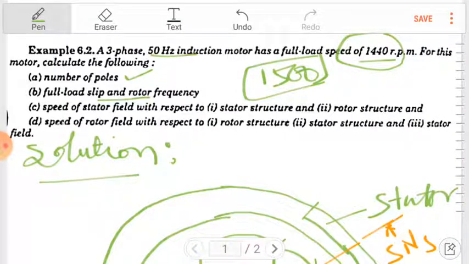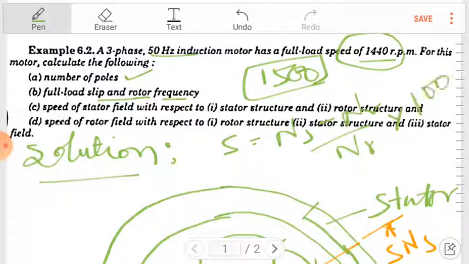For full load slip and rotor frequency we can find by using the slip formula, S equal to (ns minus nr) upon ns into 100. So it will be 4%. Slip is 4% and rotor frequency will be 2 Hz, because 4% multiplied by 50 is 2 Hz.